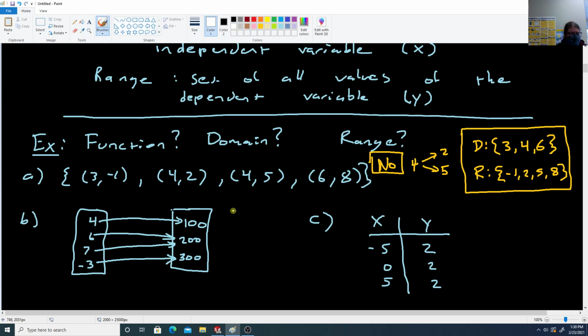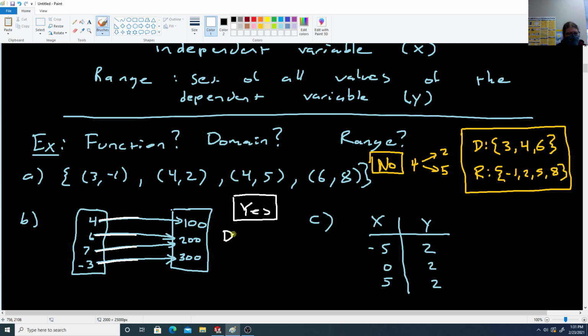For this mapping diagram, we want to say, is it a function? So 4 gets sent to one place, 4 is sent along to 100. 6 is sent one place, 6 is sent to 200. 7 is sent one place, 7 sent along to 200. And -3 is also sent to one place, -3 is sent to 300. So yes, this is a function.